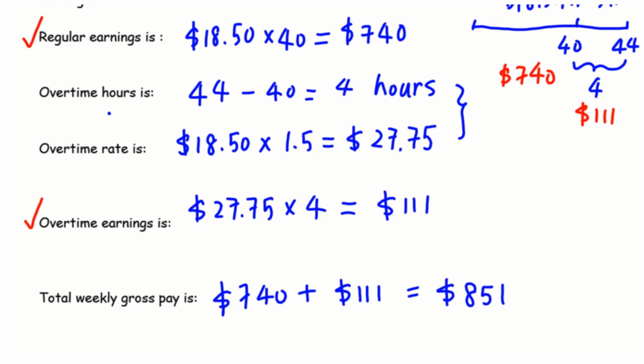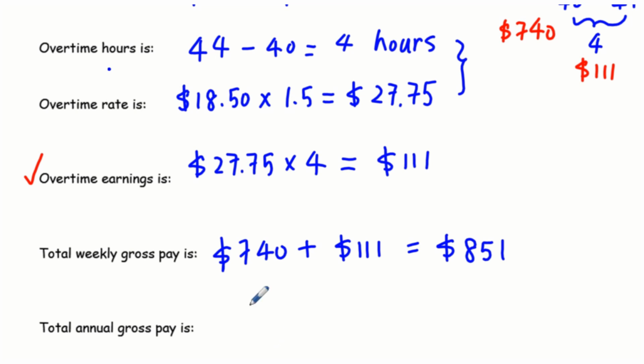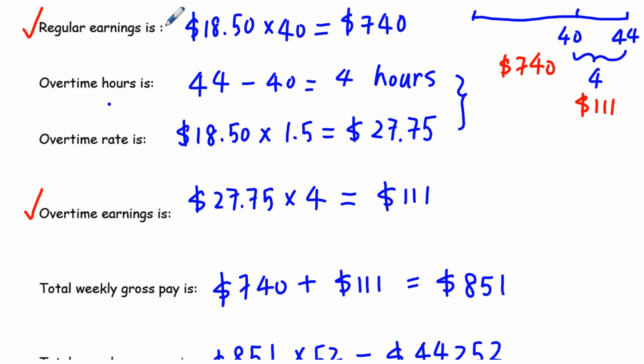Then after that, I want you to find out the annual pay. So for 1 year, this is 1 week. 1 year equals 52 weeks, so we are going to times 52 weeks. So $851 times 52, then get your calculator to do the calculation. So equals $44,252.